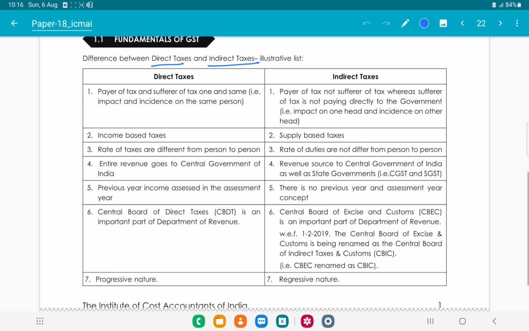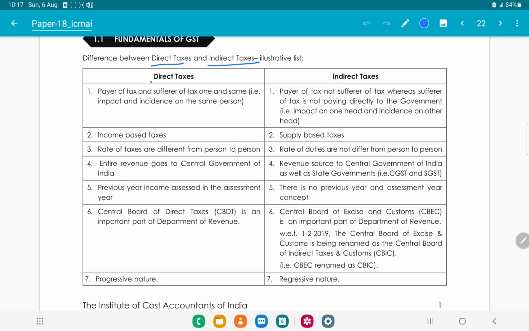Okay, so if you see direct tax and indirect tax, the direct tax is a tax imposed on one person and incidence is also on that same person. Okay, that is, the payer of tax and sufferer of tax is the same person. But in indirect tax, the payer of tax is one person, but impact is on another person. So impact is on one head, incidence is on other head. Both are not the same person.